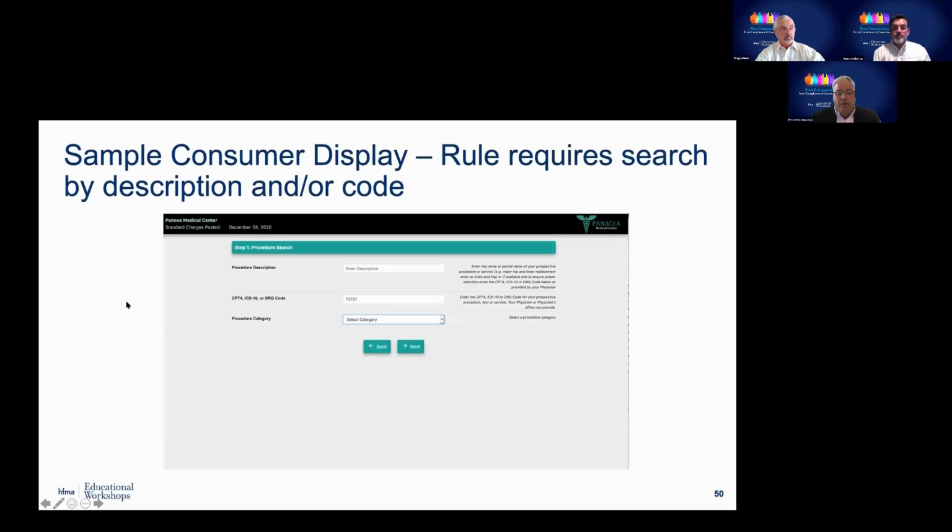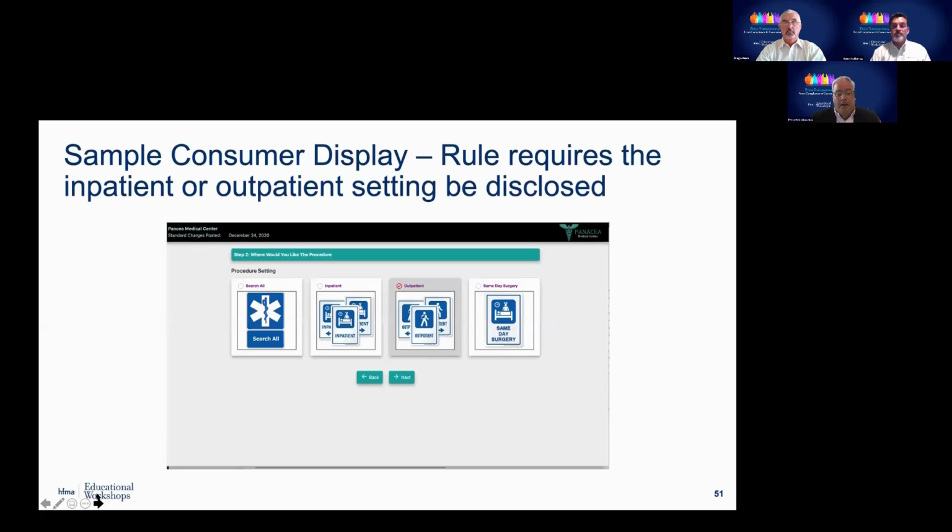And of course, all these same options do apply as in option two in terms of pros and cons. So, real quick, I'll just run through some sample consumer displays. It is required for the consumer display that the consumer be able to enter a description or a code, and that's what you're seeing here. The setting, it is required to disclose the setting. You can see we're allowing consumers to search all settings or drill down immediately to the setting that they're looking for.